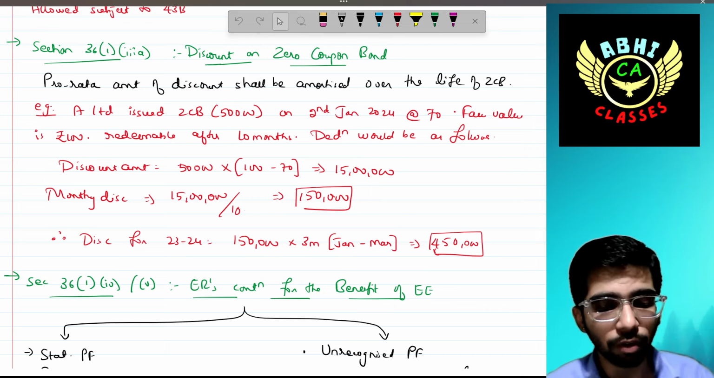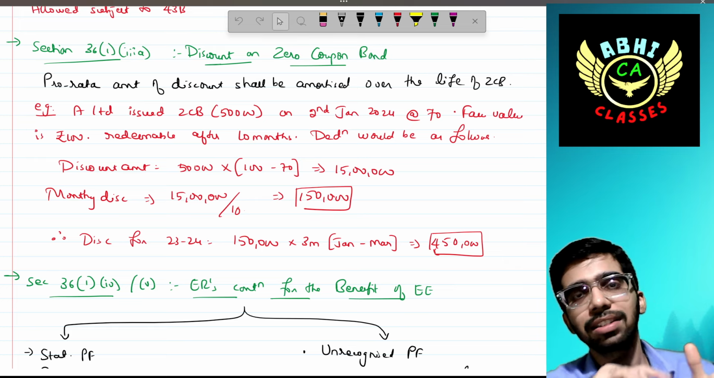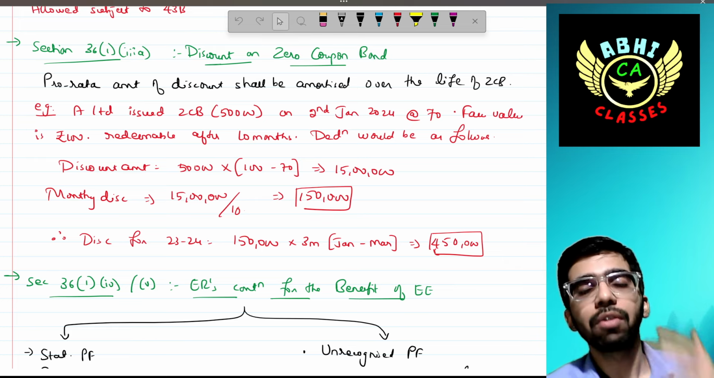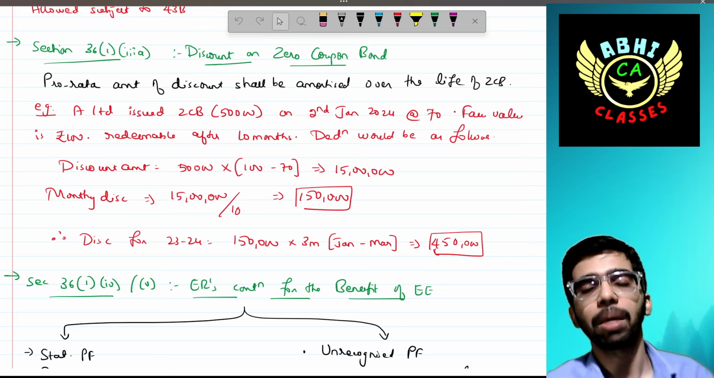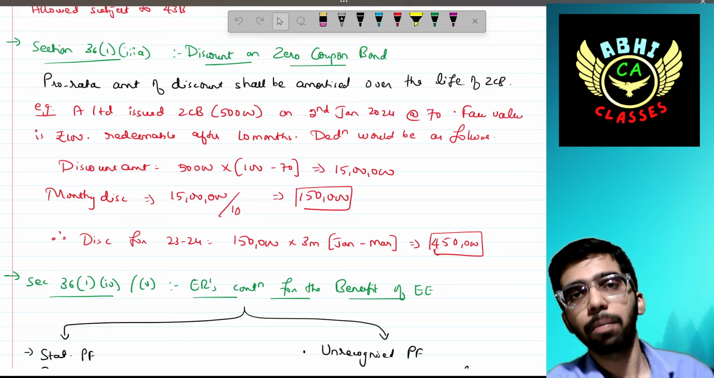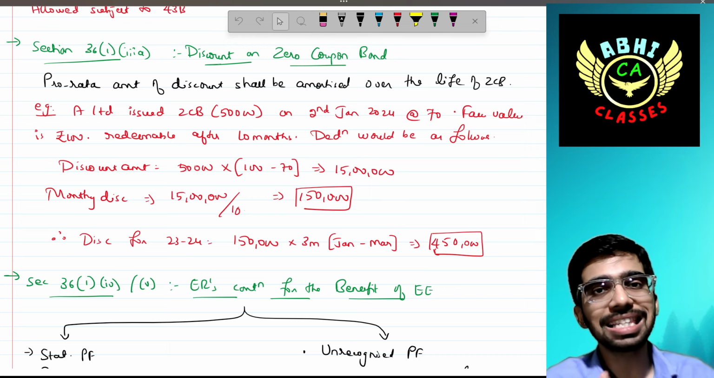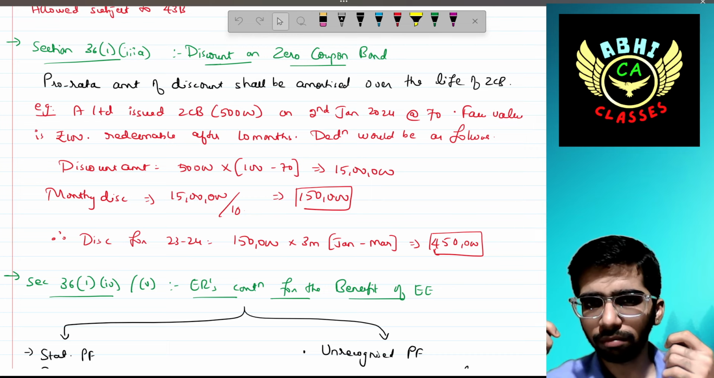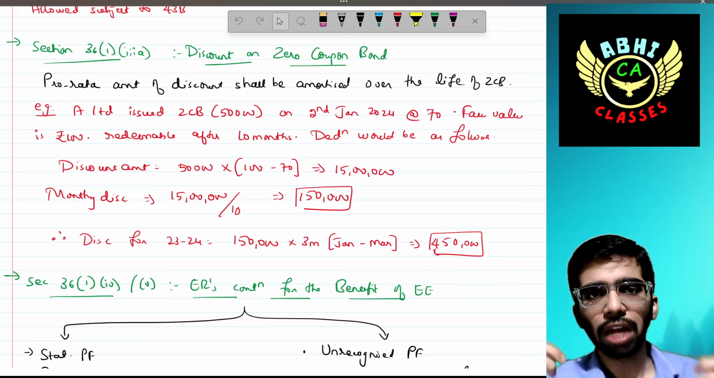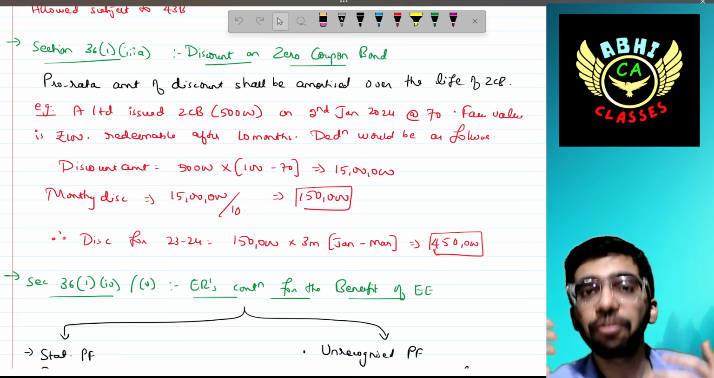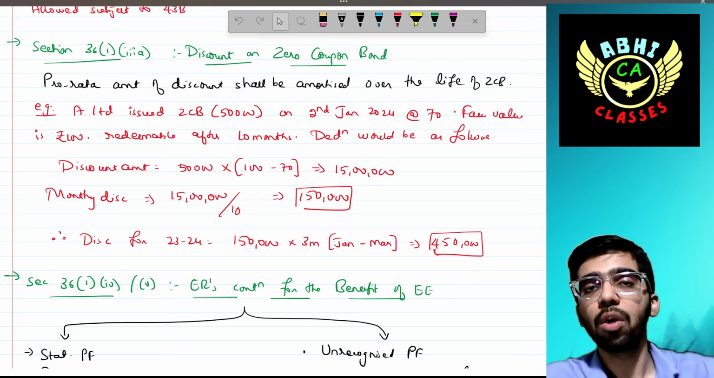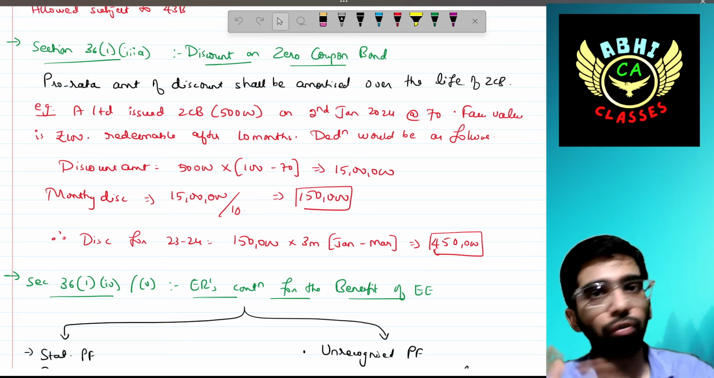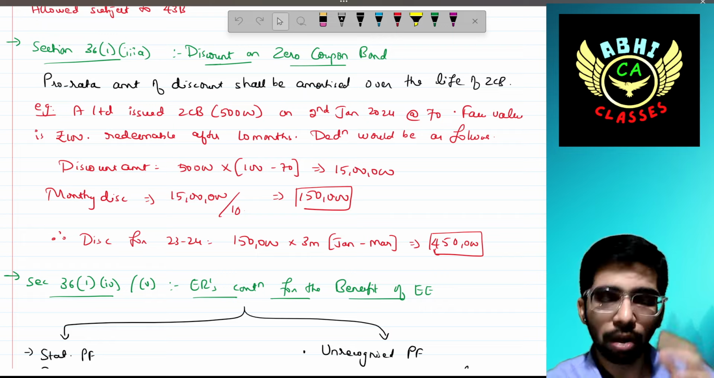So in the previous year 23-24, only 3 months are pending, that is January, February, March. So we have to count 1,50,000 into 3 months, that is 4,50,000, which is the discount amount that can be allowed as a deduction in your profit and loss account in 23-24. The remaining 7 months, 1,50,000 into 7, that is 10,50,000, can be allowed as a deduction in the 24-25 financial year or previous year. I hope you are understanding.